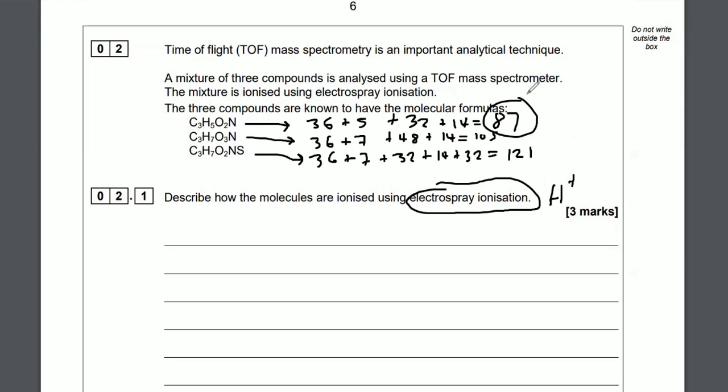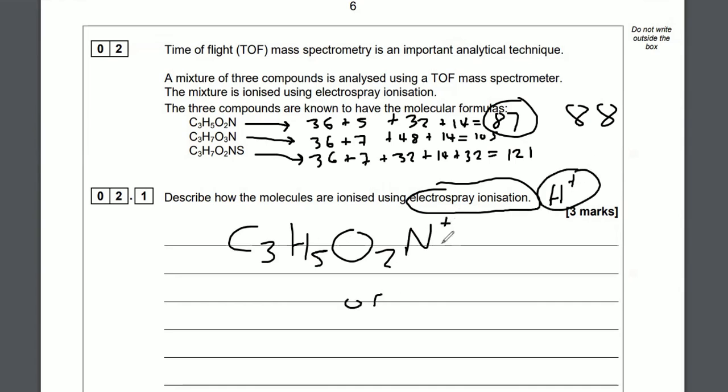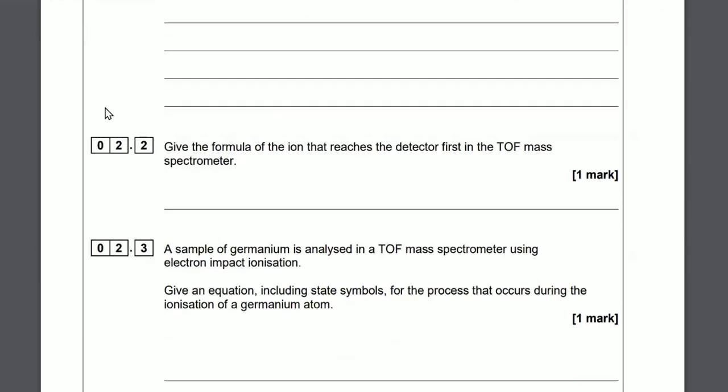Let's not forget that it's electrospray ionization and we added a proton. Therefore, the mass will increase to 88. We're not asked about the mass here, but there are questions which ask you that. So the formula is going to be C3H5O2N plus. The plus represents the proton. Some people don't like to just write the plus. They want to write H plus. That's totally fine. H plus or plus, they're both protons, so they're equal to each other. So those are the correct formulas.